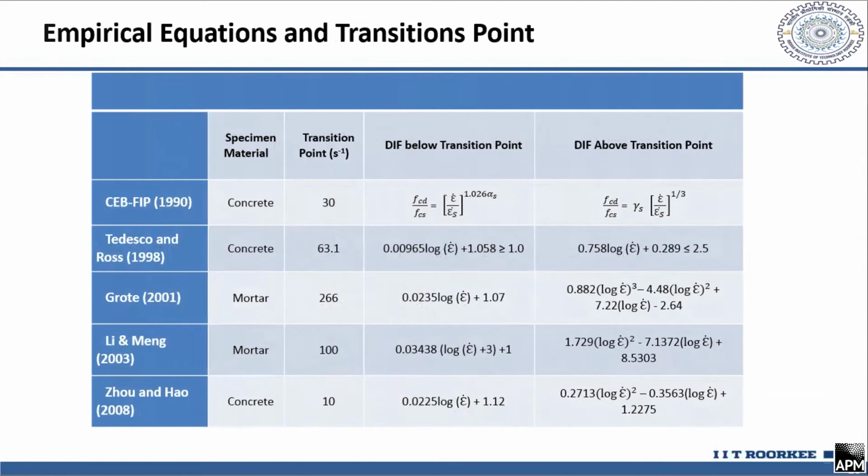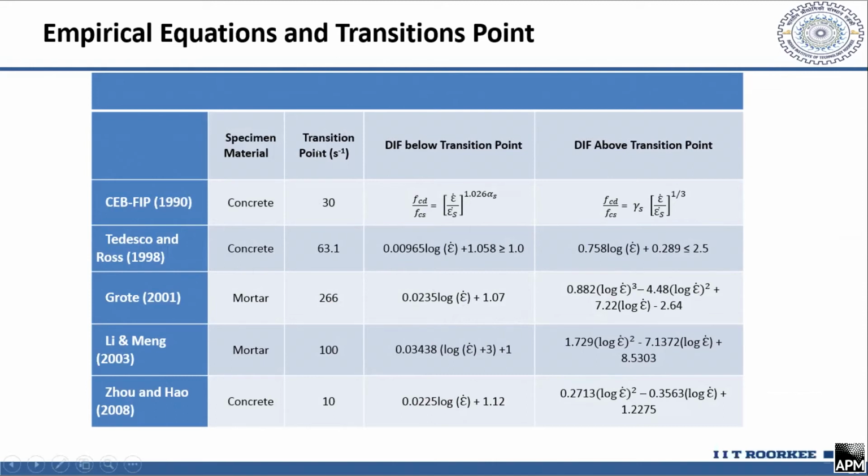And in this paper, what I observed is that many researchers work on this DIF, the dynamic increase factor ratio. Different researchers give different equations based on their experimental data or experimental observation. And some researchers also give the same concept for mortar or some other concrete-like brittle material. So this is the first. You can see here the equation which is given for DIF is the ratio of the static and dynamic strain rate. But you can observe they also give a transition point.